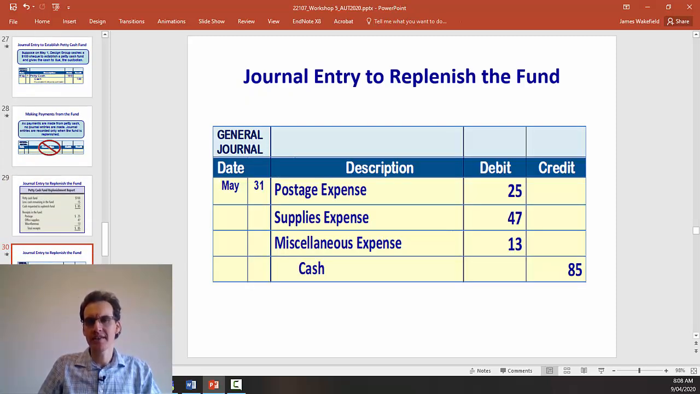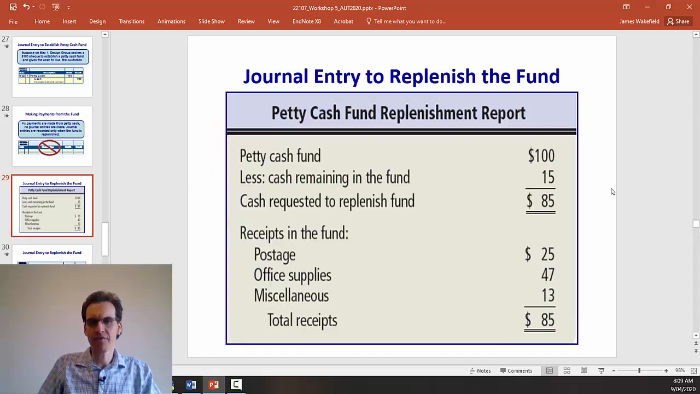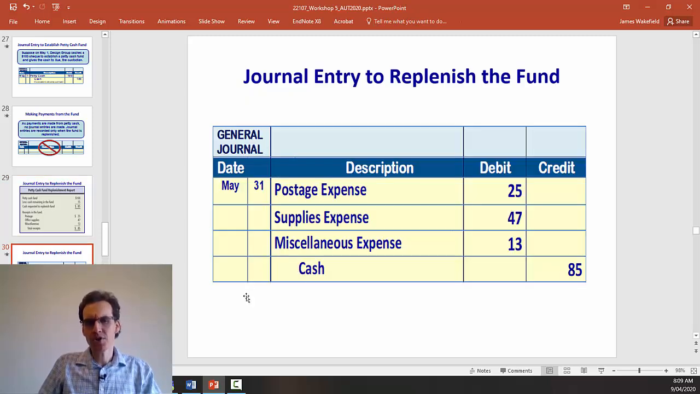Well, what we do is we record this particular journal entry. So we record all the associated expenses that the petty cash was used for, so postage, supplies, and other expenses, and we reduce the cash balance by that amount. And that cash reduction here is obviously being put in the petty cash drawer to replenish it from $15 to $100, which was its original balance.